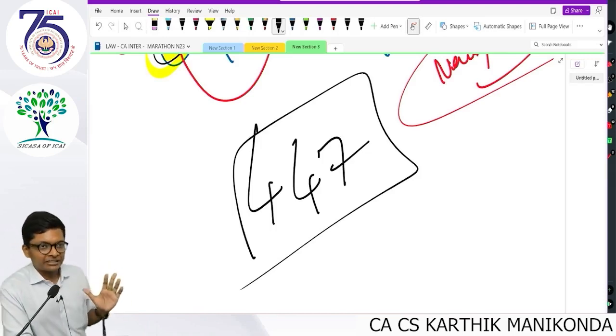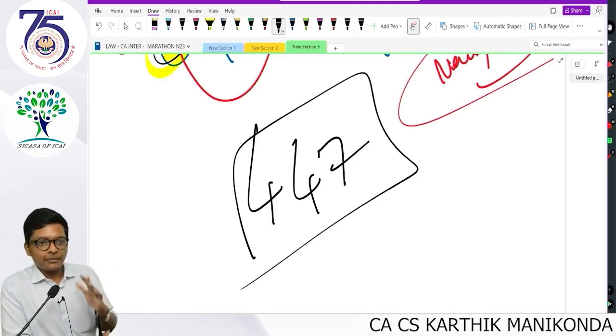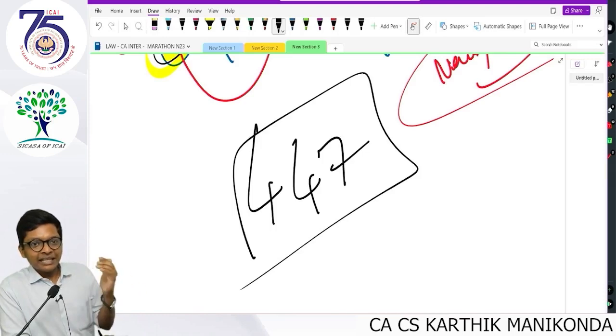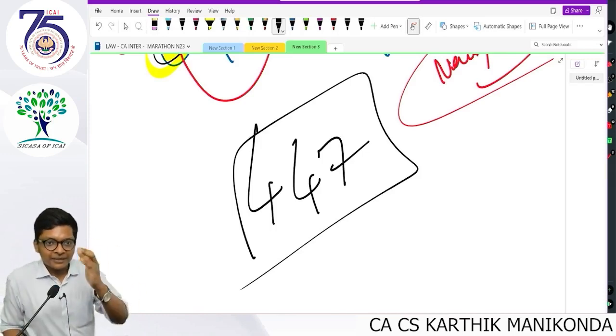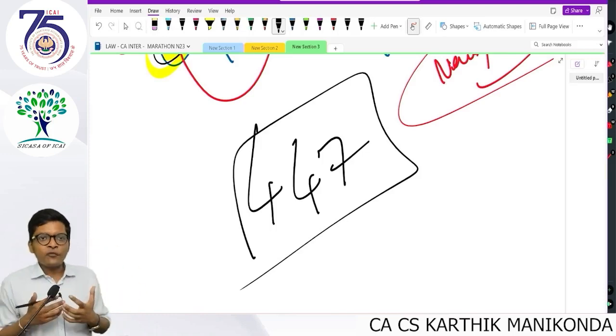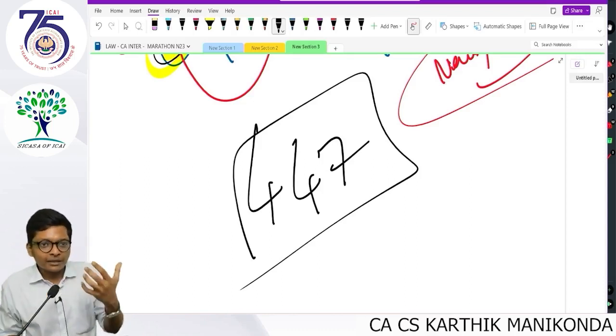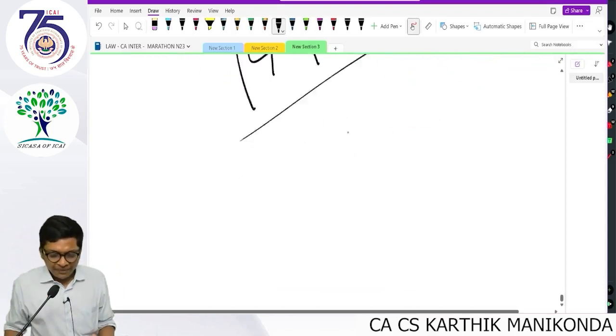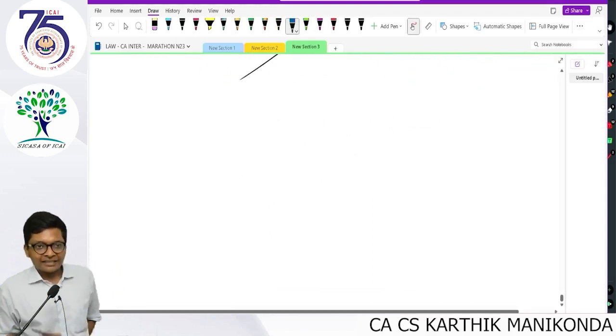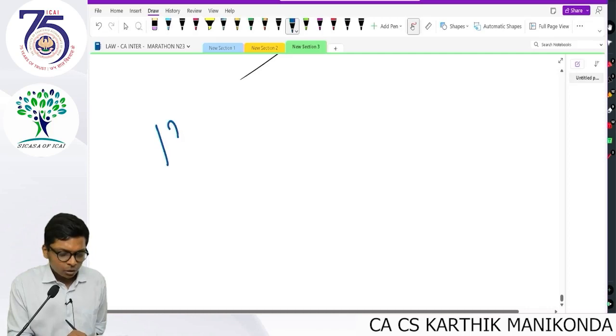447. I will show you 447. Never tested in exam, but many sections lead you to 447. Criminal liability, this section. 447 breaks into involving public policy, not involving public policy. What are the penalty sections you should remember for exam, at least the basic ones?